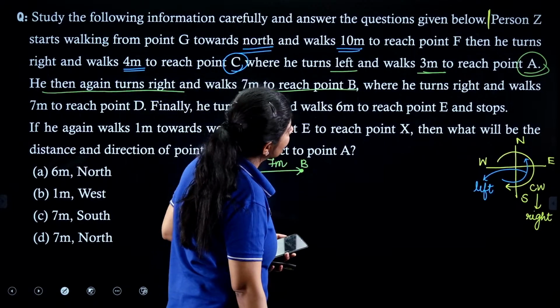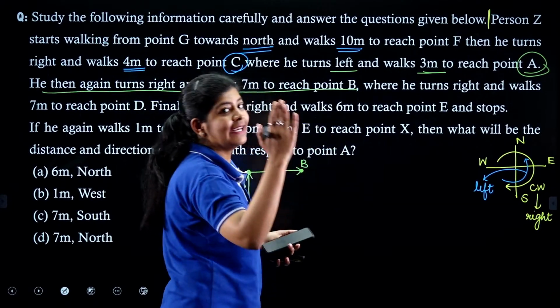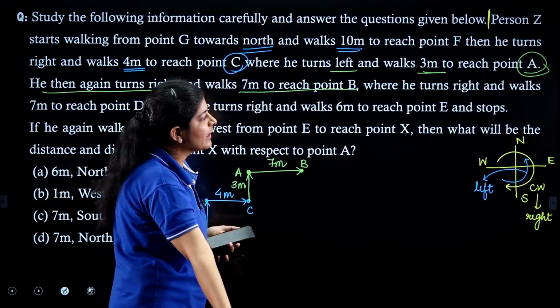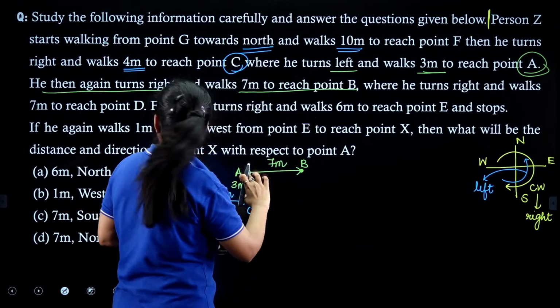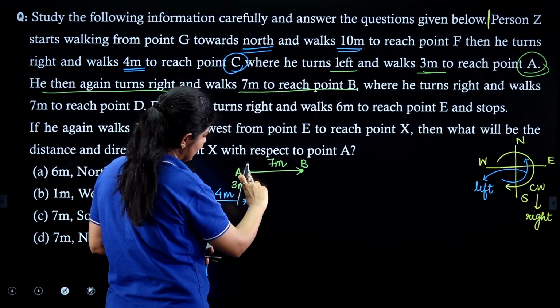Next, where he turns right, again right, that means again the clockwise movement, and walks 7 meters to reach point D. To reach point D, this is 3.